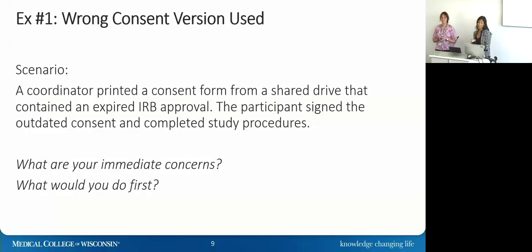Right. They weren't truly informed about what their participation was going to look like. Yeah, exactly. So there could have been new risks. There could have been new procedures. You went forward with a procedure that was added in the last amendment, and now they didn't actually consent to that. So yes. Anyone else? Any other concerns? And then what would you do?